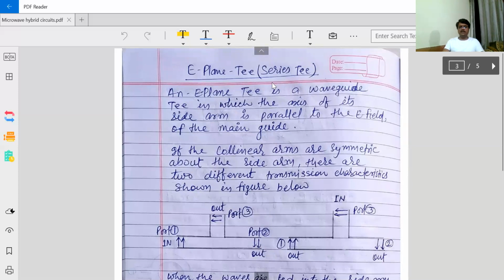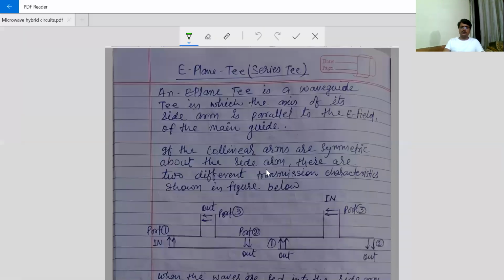So this is E-plane T. This is also called series T. As I told you, the third arm must be in the direction of the E field. So the third arm is in the direction of the electric field, so it is an E plane.